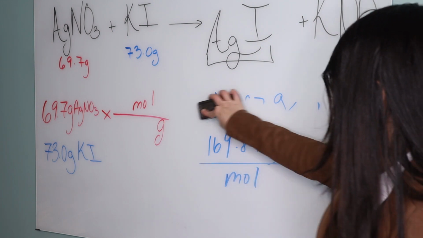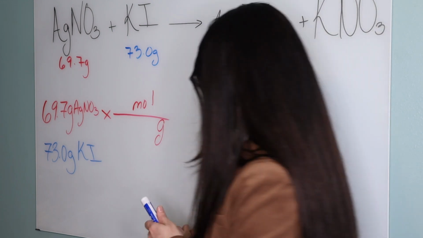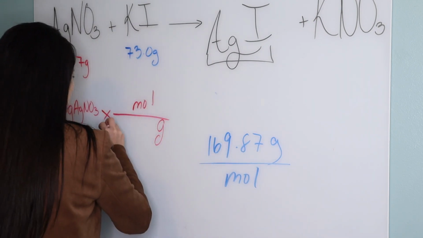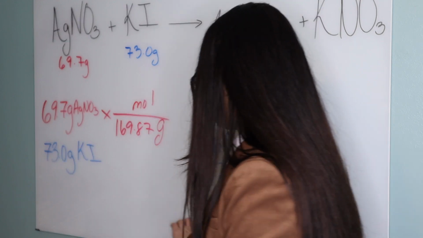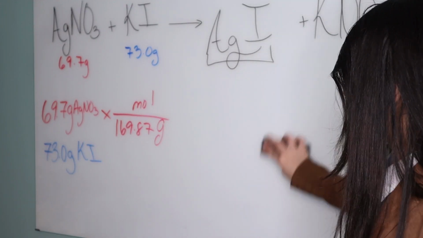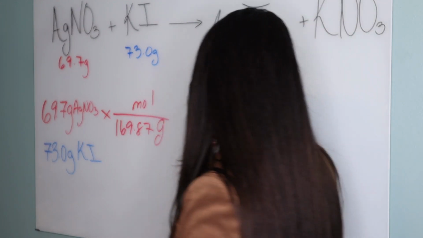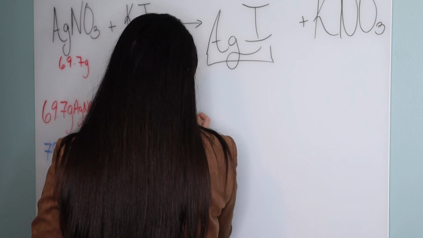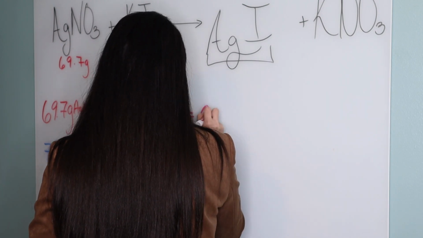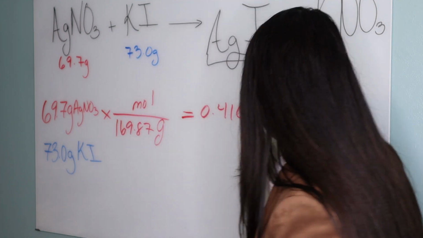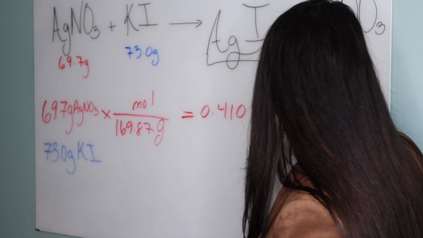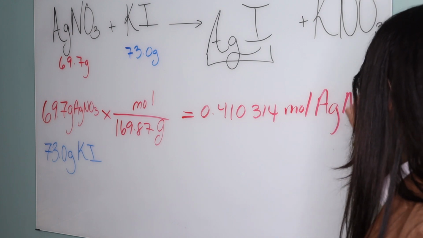So if we do that, then we have 169.87 at the bottom. Then you're going to go ahead and plug that into your calculator, and that's going to equal 0.410314 moles of silver nitrate.